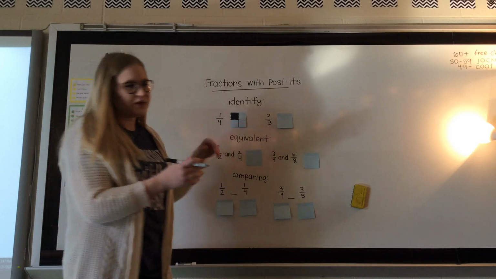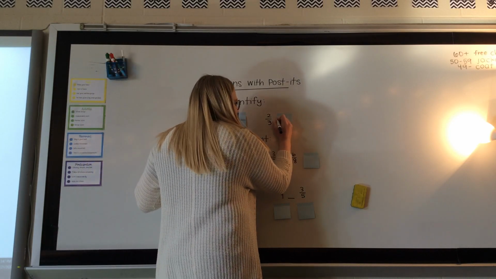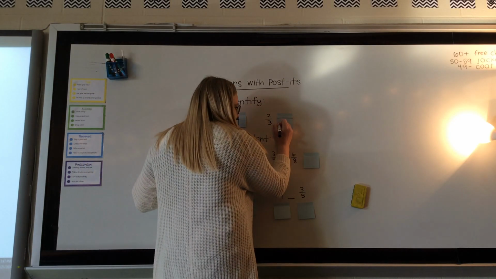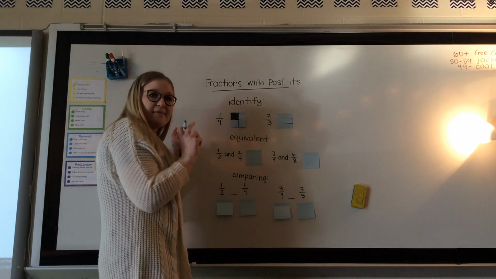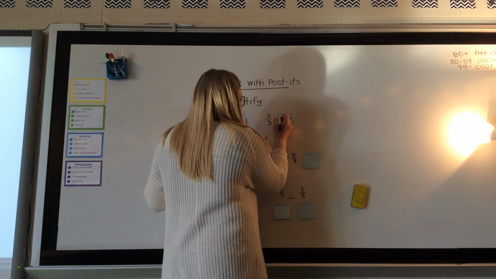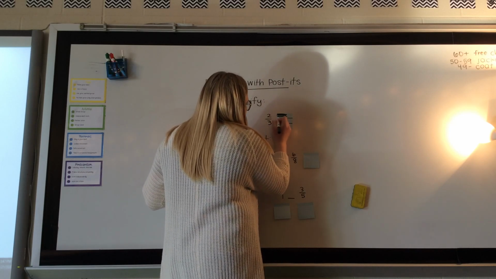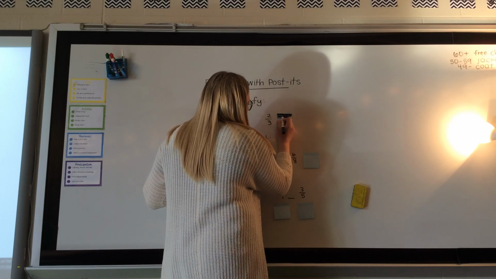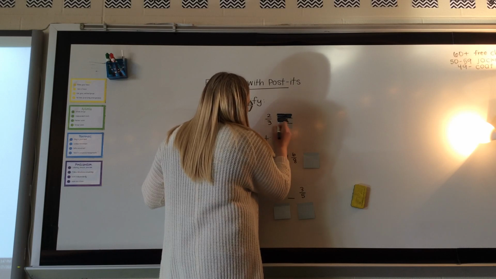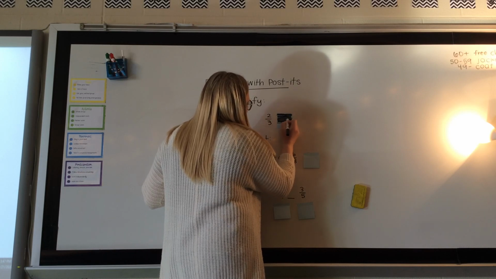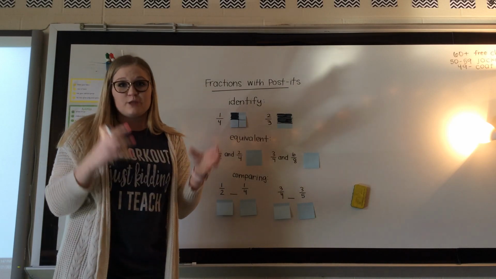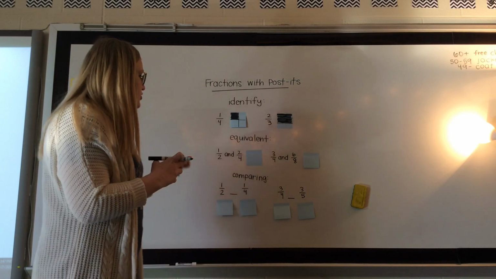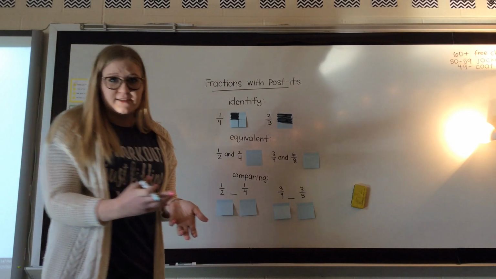Same over here for 2/3. Again, the 3 in the denominator shows how many parts it needs to be split into, and the 2 shows how many need to be shaded. So this gets the foundation of fractions using Post-it notes. Then we can move into talking about equivalent fractions.